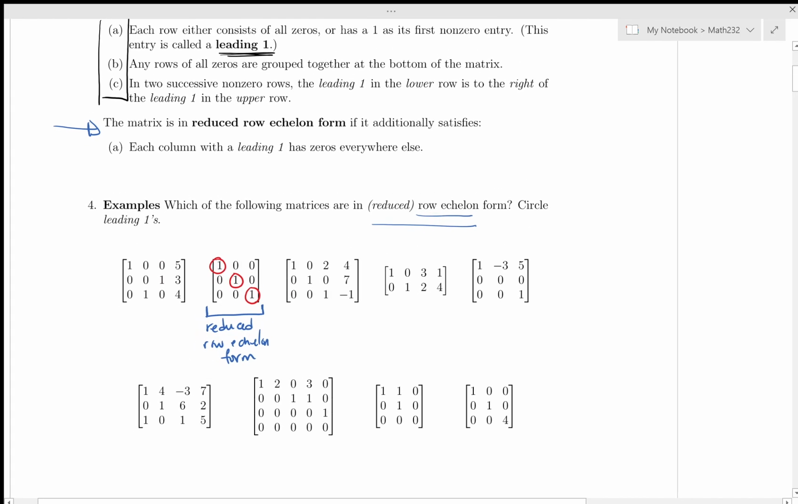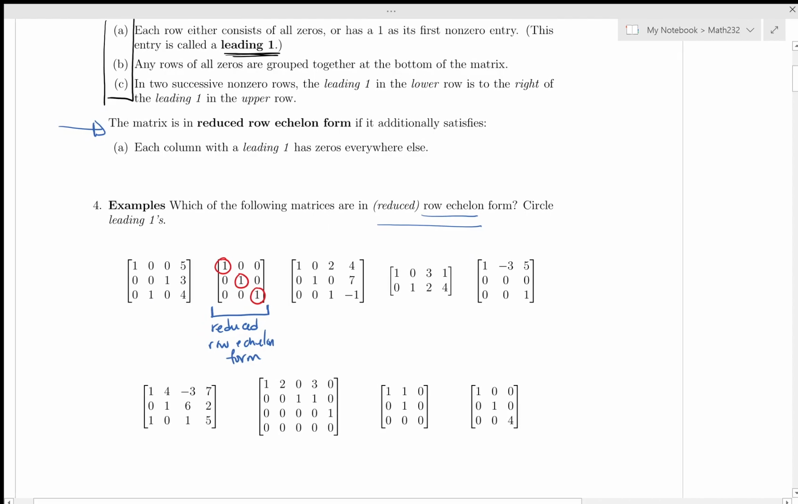There's no non-zero rows, so we don't have to worry about that. Each row consists of either all zeros, or it has a 1 as its first non-zero entry. So each row here is non-zero, and the first element that you encounter when reading from the left is a 1. We don't have to worry about part B because there are no zero rows.